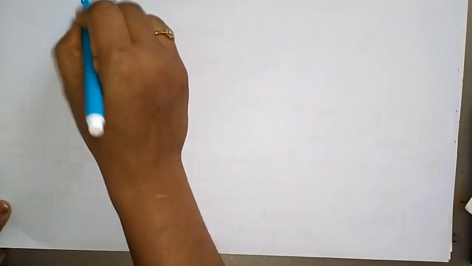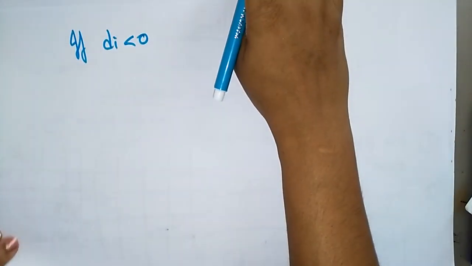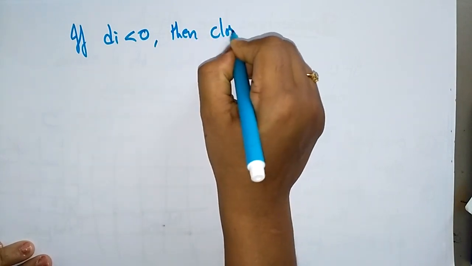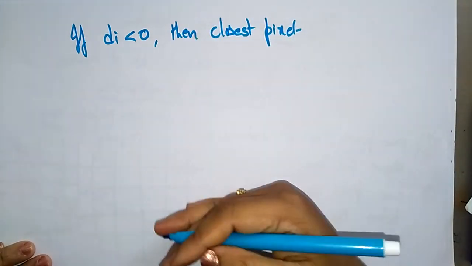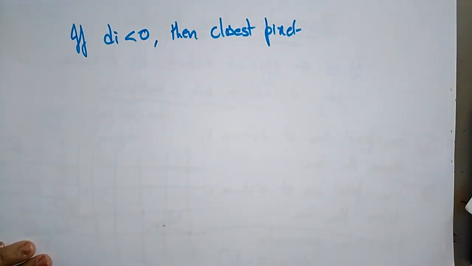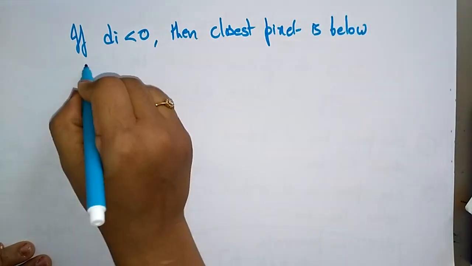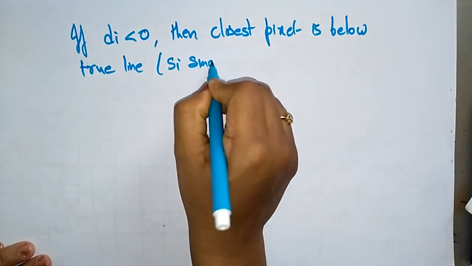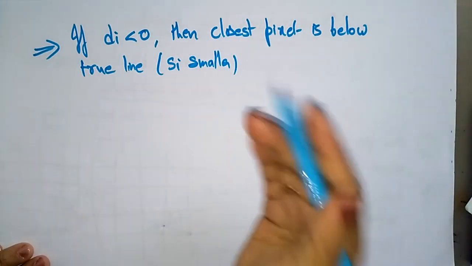If the decision parameter di is less than 0, then the closest pixel is below the true line, which means si is smaller. So you can take si, because it is closest to the true line.